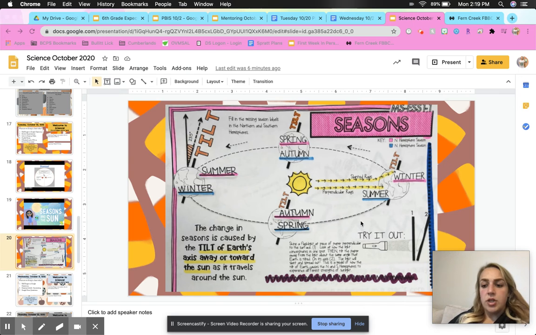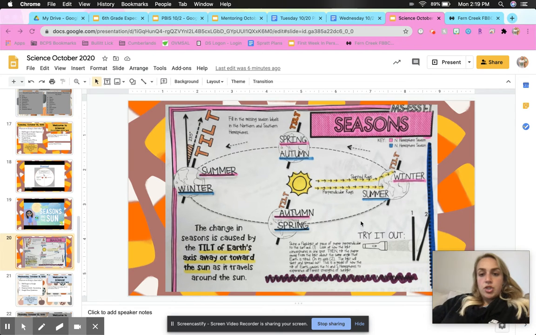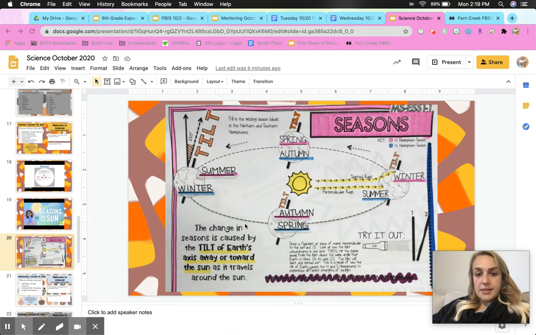All right, so we are talking about seasons today. So what you're going to need is this half sheet of Doodle Notes paper. Let's get those handed out if they're not already handed out, and we can either tape them or staple them or glue them into our notebooks.